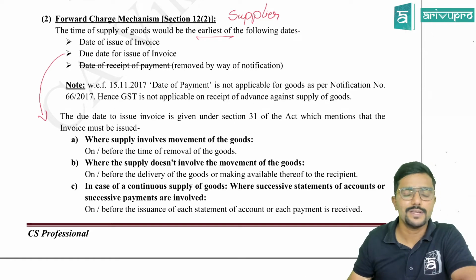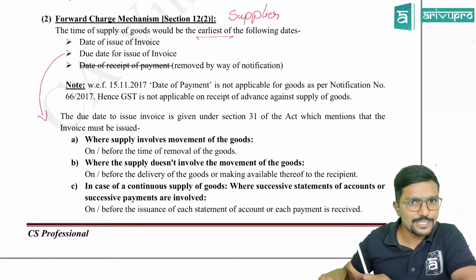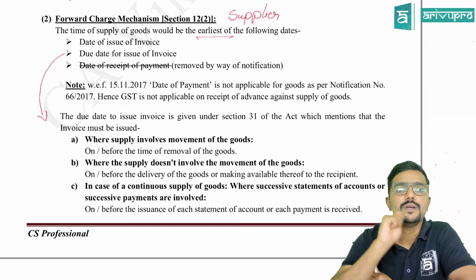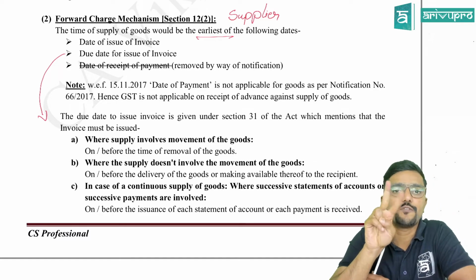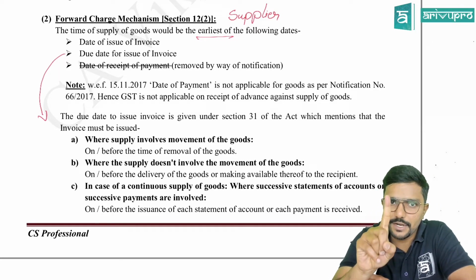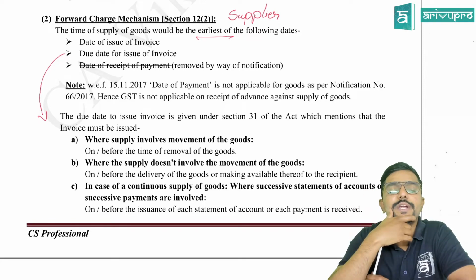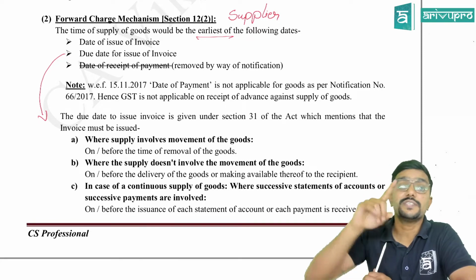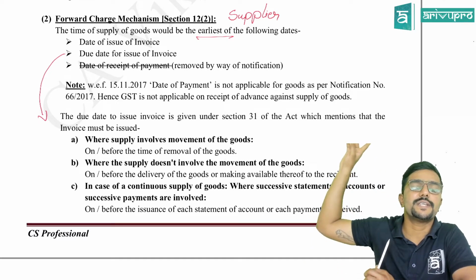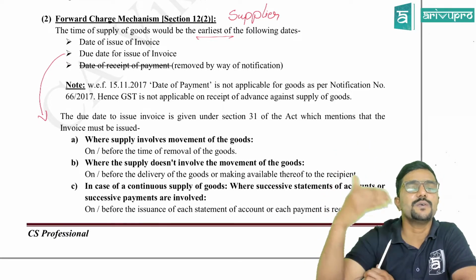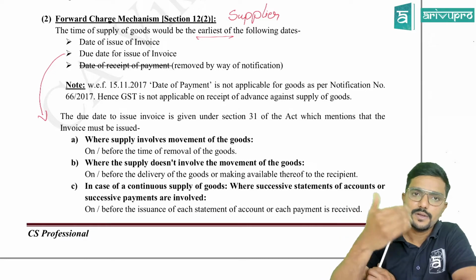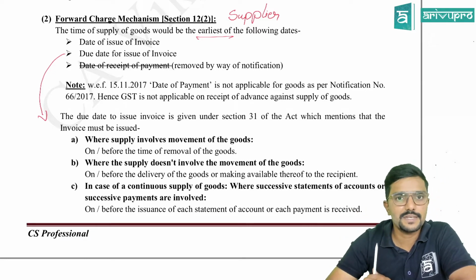So for goods, as on today, only two things are there. What is the time of supply? Earliest of two things: actual date of issue of invoice or due date of issue of invoice. Sir, what is the due date of issue of invoice? It is given in section 31. Section 31 talks about invoice, credit note, debit note and all. So we have to refer to that when we are studying section 12 subsection 2, guys.